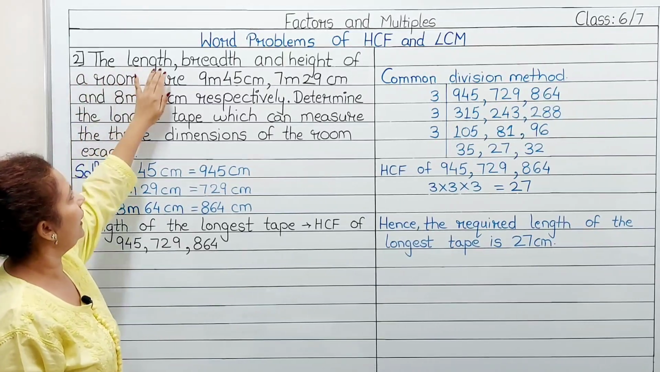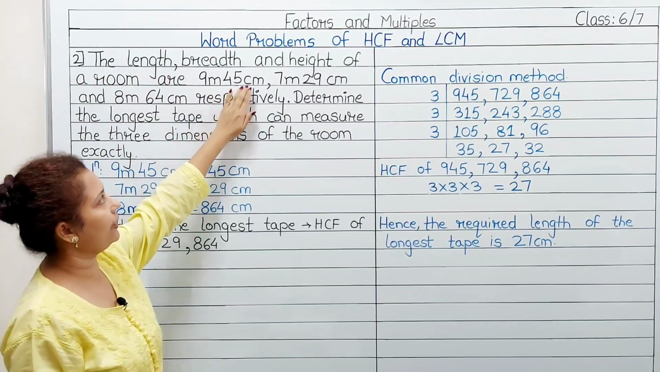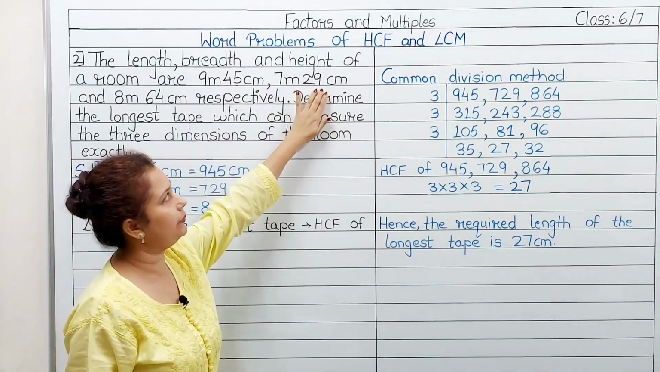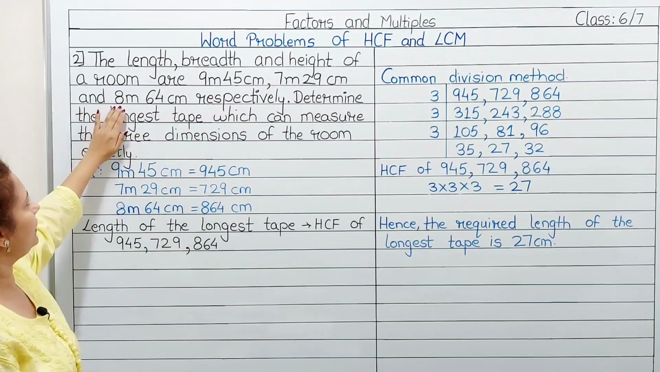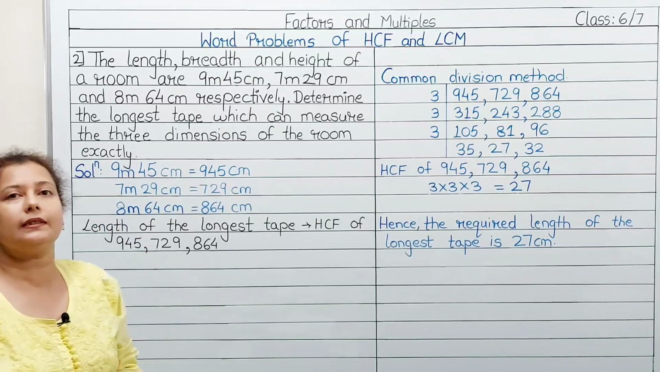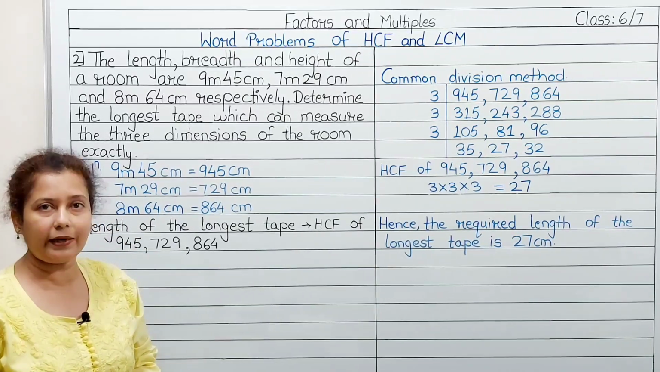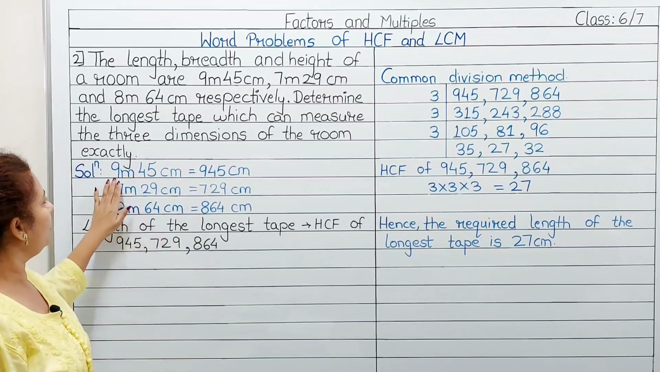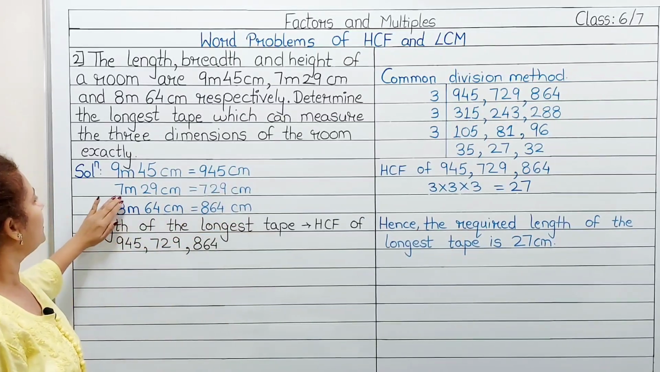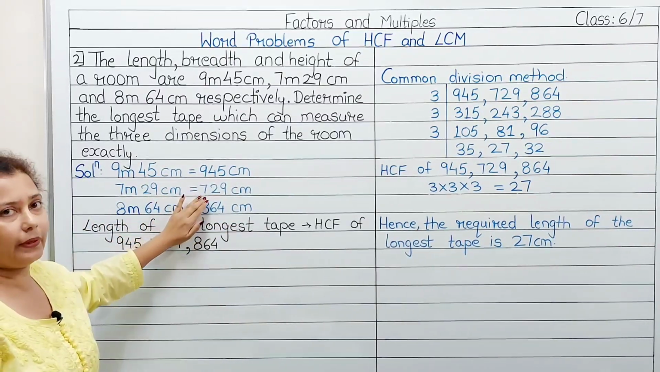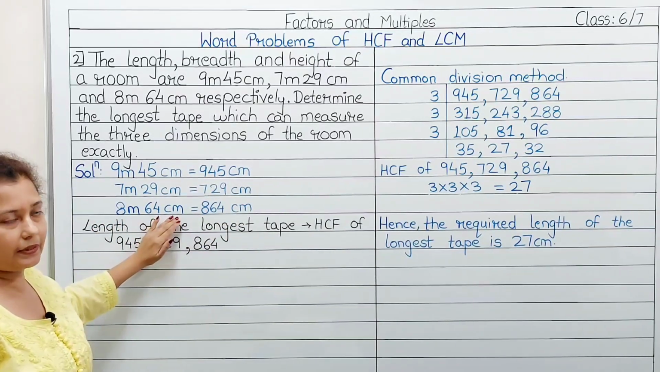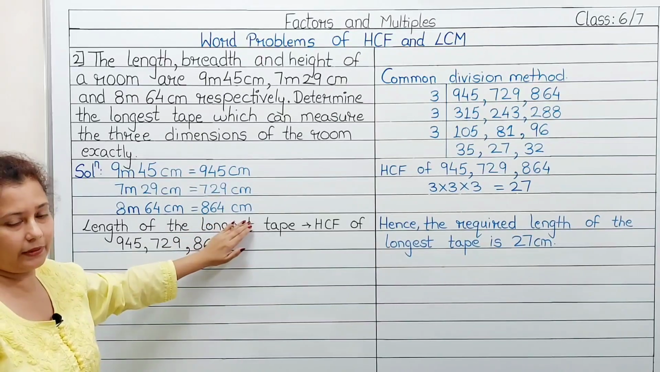In the second sum, the length of the room is 9 meter 45 centimeter, the breadth of the room is 7 meter 29 centimeter and the height of the room is 8 meter 64 centimeters. First we will convert these meters and centimeters into one unit, that is centimeter. So 9 meter 45 centimeter will become 945 centimeter. 7 meter 29 centimeter will become 729 centimeter. 8 meter 64 centimeter will become 864 centimeter.